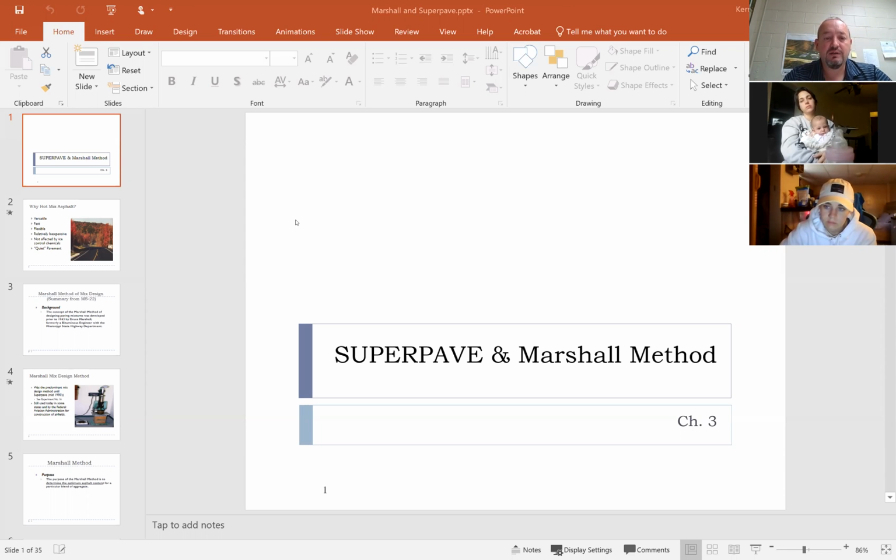So we've got a certain amount of aggregate, a certain amount of coarse, fine, and mineral filler, and we're going to make a sample, and then we're going to see how it responds based on different asphalt contents. Okay, so the question here is, what is the optimum asphalt content for the mix? All right.